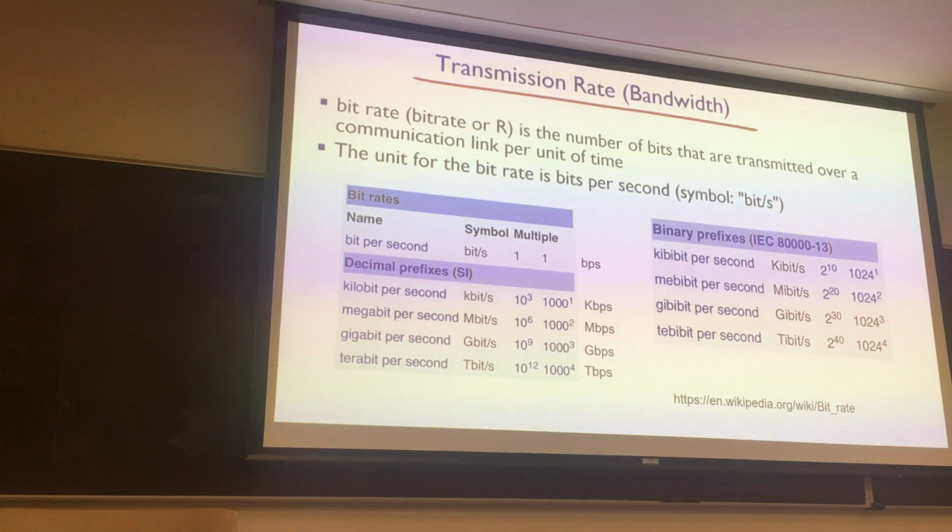Oftentimes, we'll find that bits per second is too small, so we need a larger unit. And this is one very confusing point. When we try to quantify bandwidth or transmission rate, we use the decimal prefix. For example, when we talk about a kilobit per second, it really means just 1,000 bits per second. It's not 1,024 bits per second. This is a key point that often confuses people who are used to working in other computer science areas. In networking, when you say megabit per second, it really just means a million bits per second.